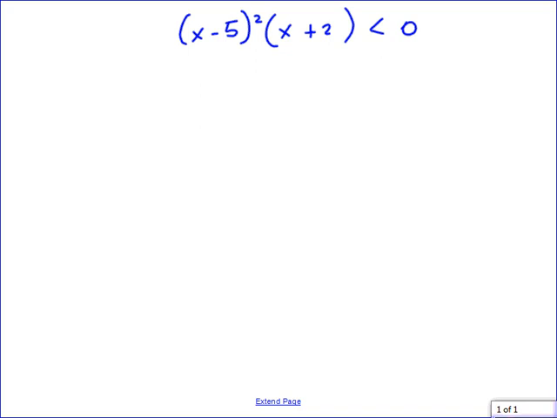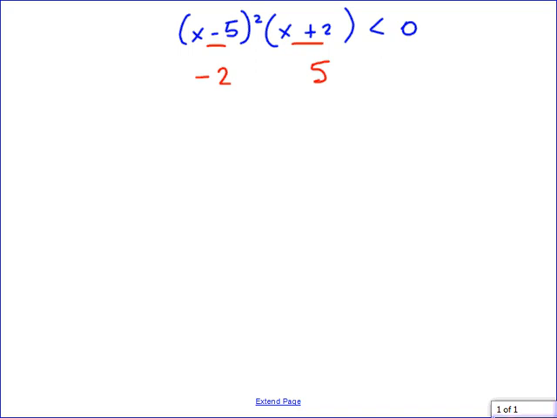Two numbers multiplied together can only be less than 0 if one of them is negative. What we need to do is find the zeros of my problem. The zero for (x minus 5) squared is positive 5, and the zero for x plus 2 is negative 2. You've now found your zeros.